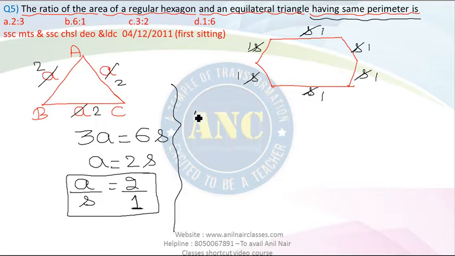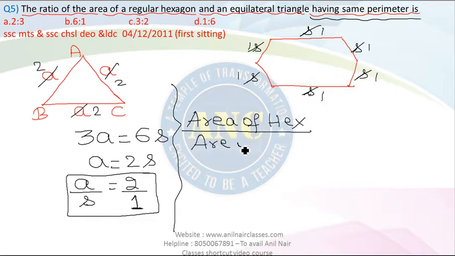What is the actual question? What is it that they are asking you? Area of regular hexagon ratio with area of equilateral triangle, right? Area of equilateral triangle. This is what they are asking you in the question.